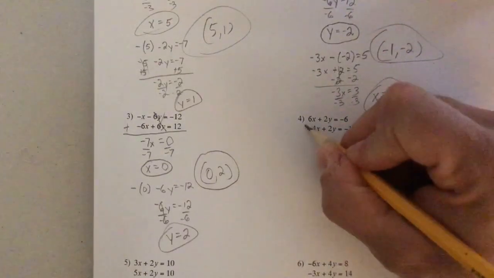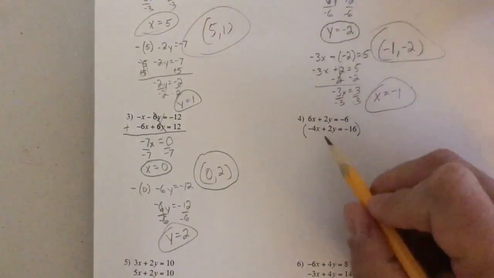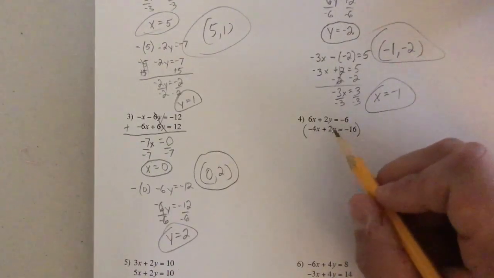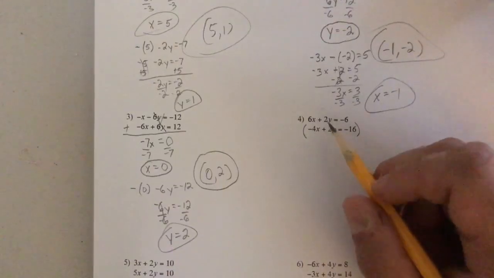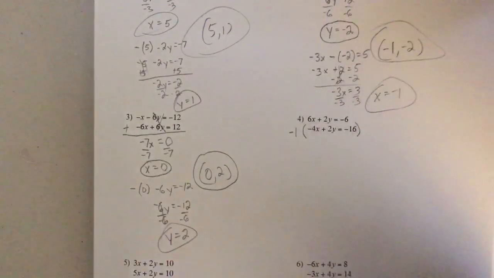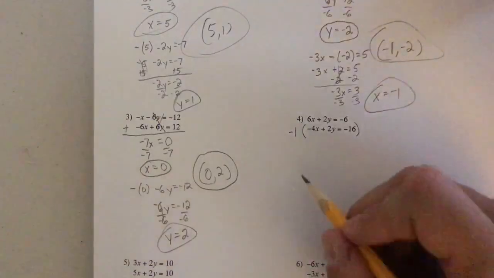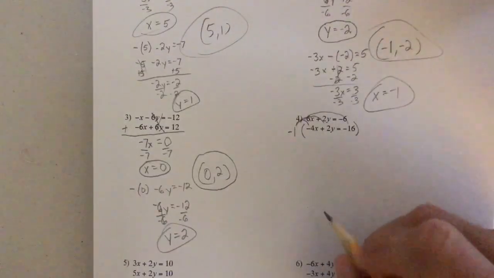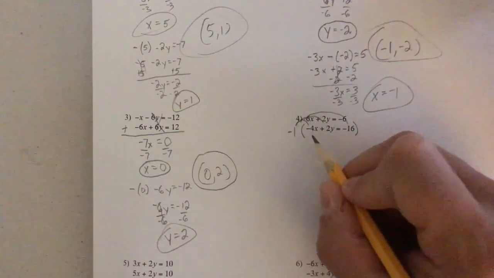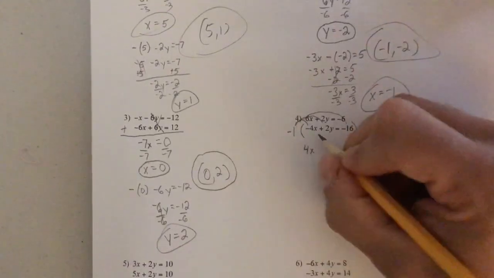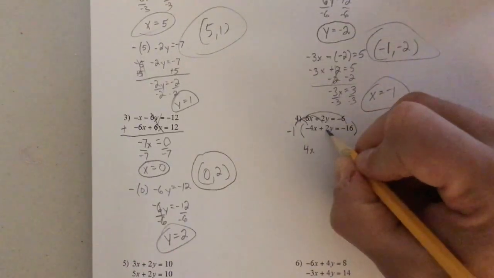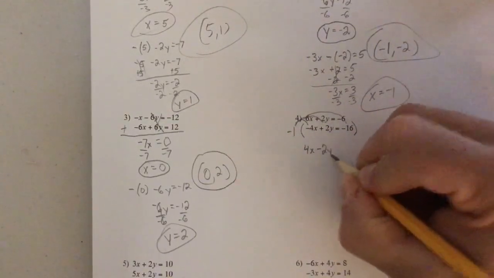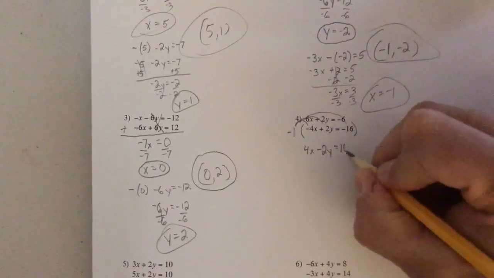So what I have to do is take this entire second equation. I want my 2y here to be negative to cancel out with the original 2y. So I have to multiply the whole thing by negative 1. Follow me. We're going to distribute to every term, even on the other side of the equal sign. Negative 1 times negative 4x is positive 4x. Negative 1 times positive 2y is minus 2y, equals negative 1 times negative 16, that's positive 16.